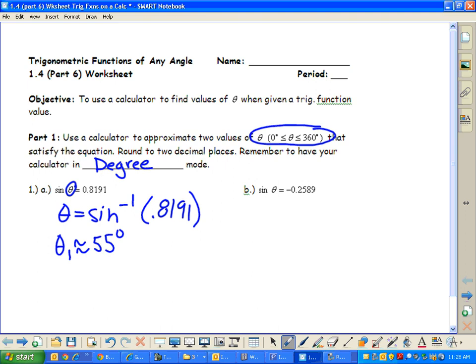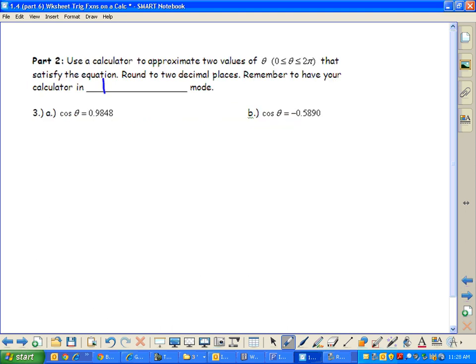But first, as your warm-up today, I want you to just find 1 value of theta for each problem on the whole paper. Caution, on part 2, make sure you switch the mode on your calculator, because here we also have to be able to do this skill in radians. I know that's the case because the directions say we want our angle to be between 0 and 2 pi, and those are radian measures. So when you get down to part 2 to find theta 1, you want to switch the mode in your calculator.